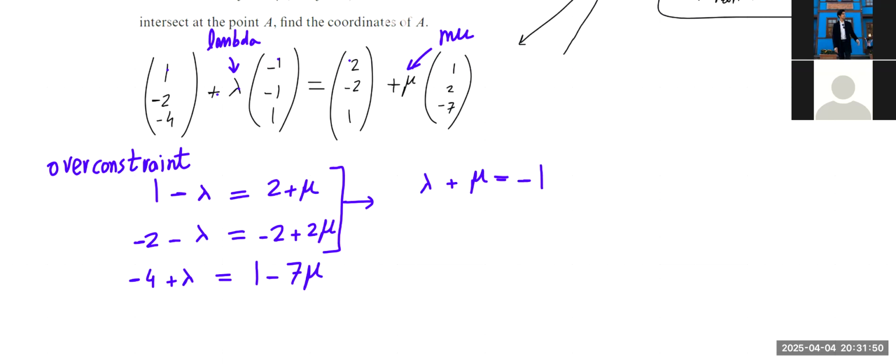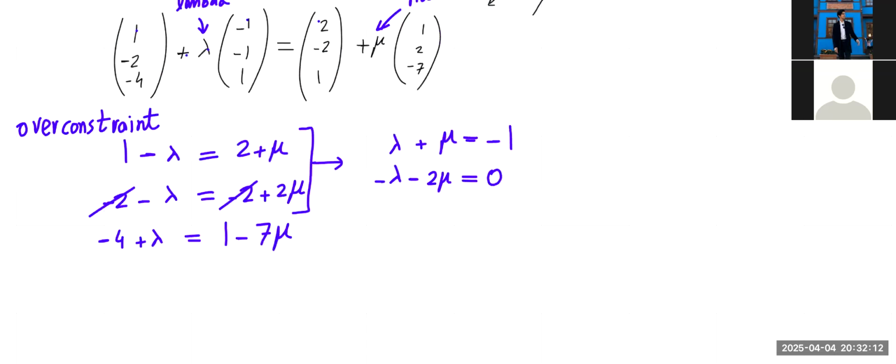Yes. So I would do negative lambda minus, I like to do it in steps, 2 mu equals 0, because it's negative 2 plus 2. I would just cancel it out immediately. The moment you see the same thing on both sides doing the same thing, I just cancel them out, right? So now, what do you do for elimination?